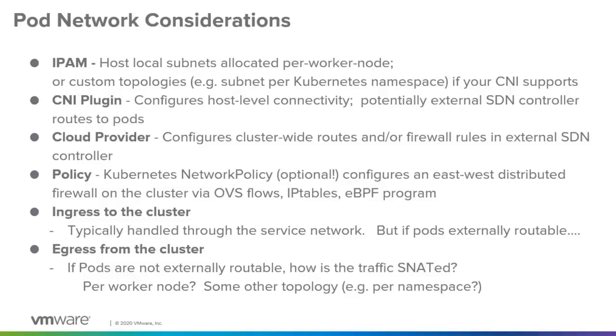And then egress, if your pods are not externally routed, how is the traffic exited? Is it per worker node, as I showed you in this traffic walk, or is it some other topology, like per namespace? That's the question you have to ask when you set this up.